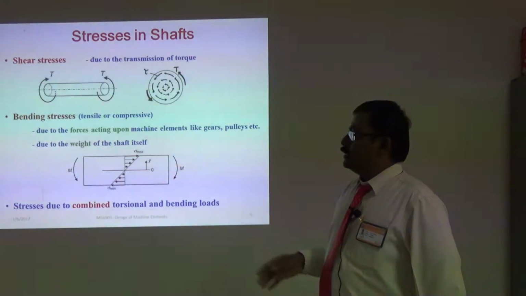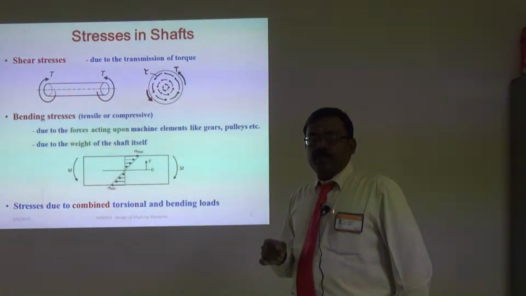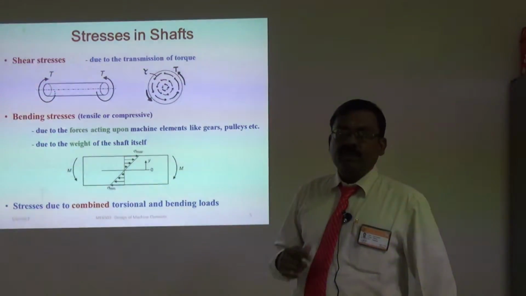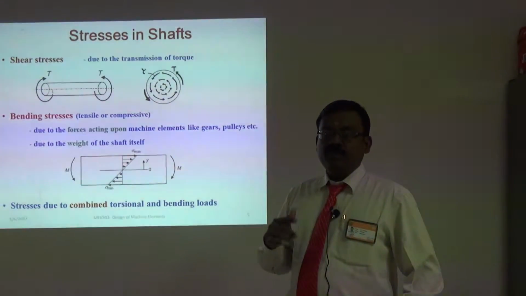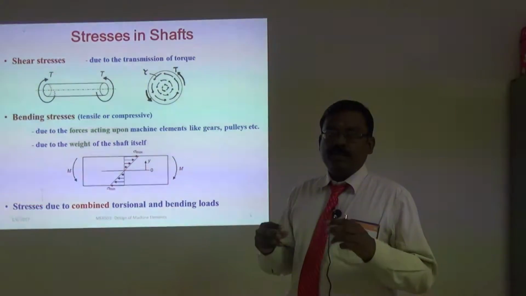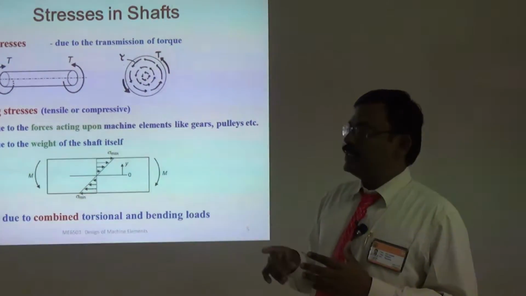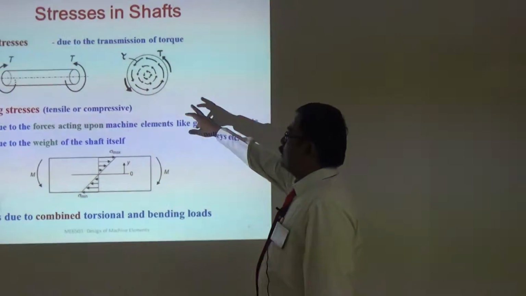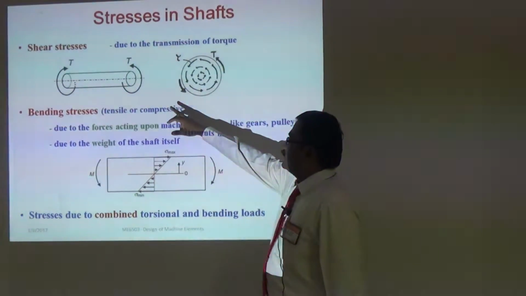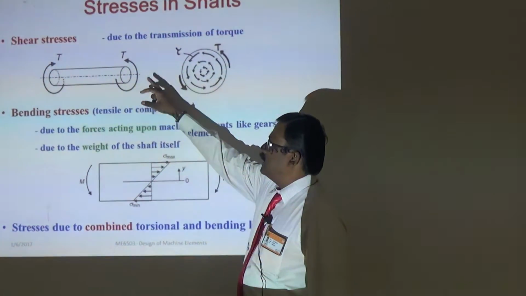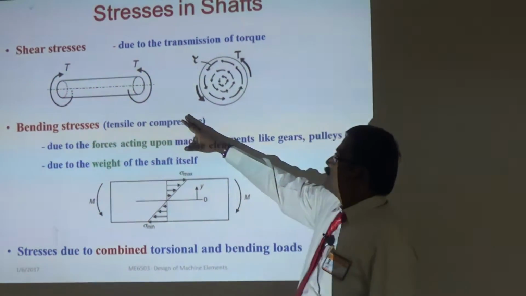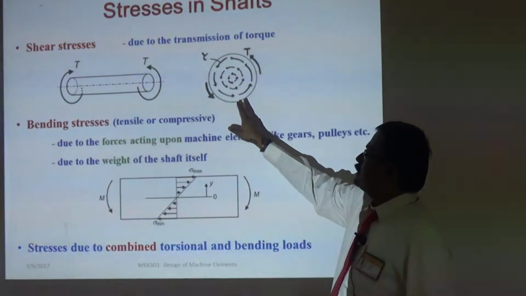And these are the stresses acting over the shaft. Already I told you, shaft is a rotating machine member. So, any member which is rotating on its own axis will be mainly subjected to shear stress. If you see this diagram, the shaft is subjected to twisting moment because it is a rotating member. So, this twisting moment causes the shear stress.